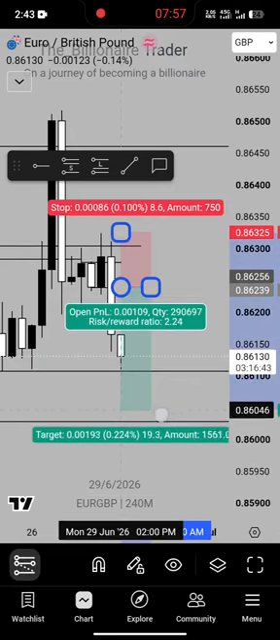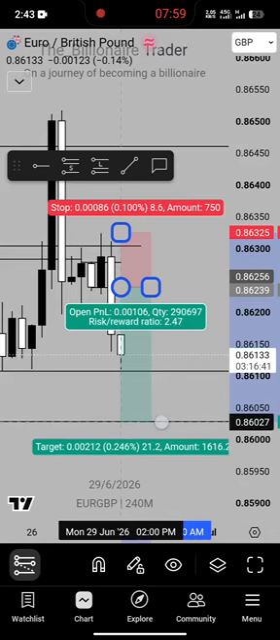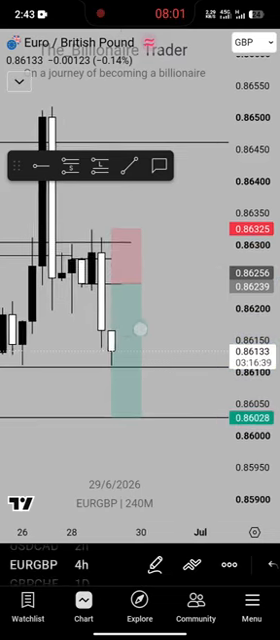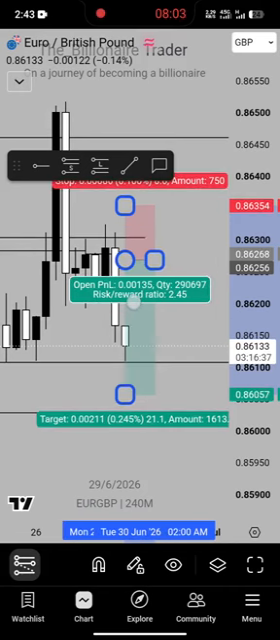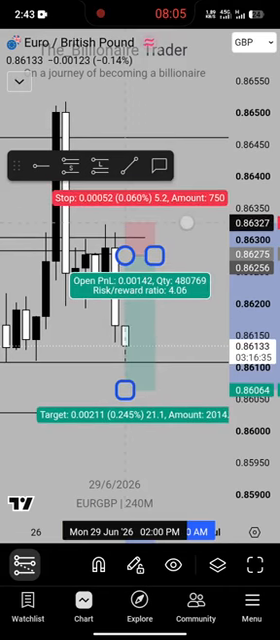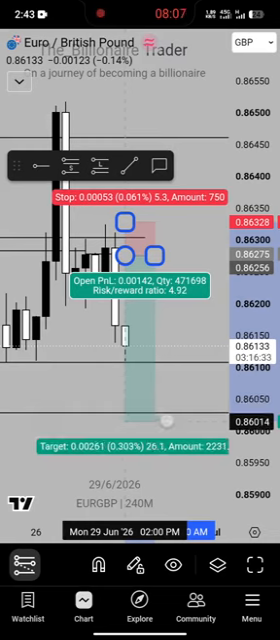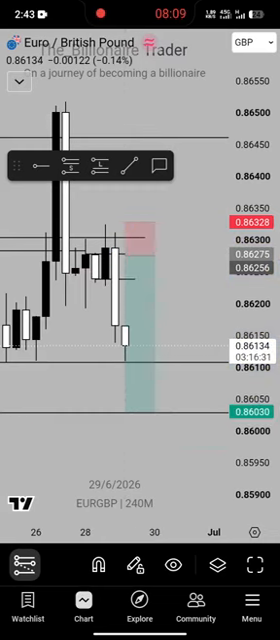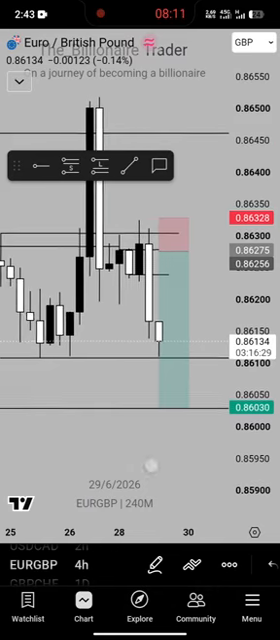This is 2.4 RR. If you use this shoulder as your entry, SL above this high, and you take it to the final target, that's 4.6 RR. So this is the other one that I have.